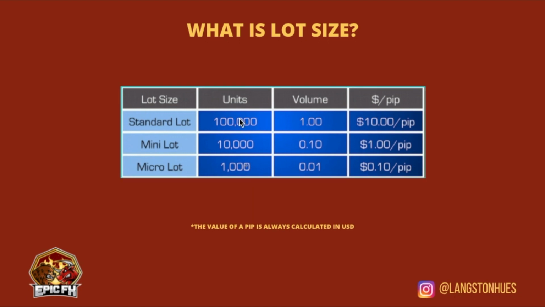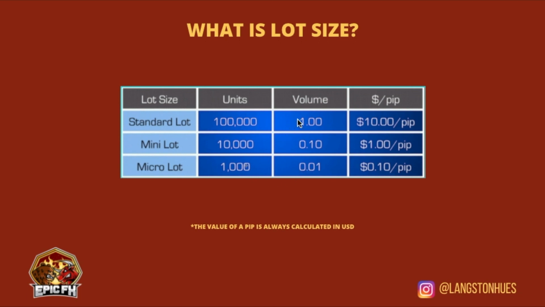Let's take a look. So when we look at units, think about units such as buying stocks or shares in a stock. 100,000 units, right? So if we take 100,000 units, the volume for 100,000 units is 1.00, and the value of 100,000 units is $10 per pip. And likewise, in a mini lot, 10,000 units, the volume is 0.10, and the value is $1 per pip. And we also have micro, 1,000 units, the volume 0.01, the value 10 cents per pip.